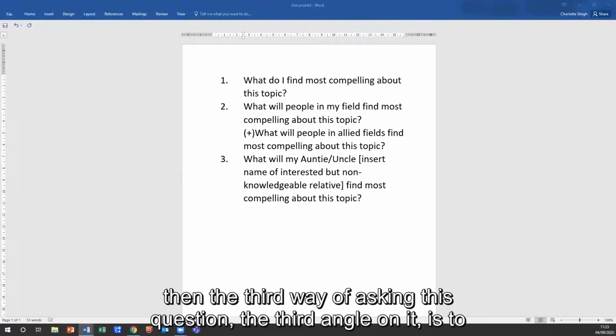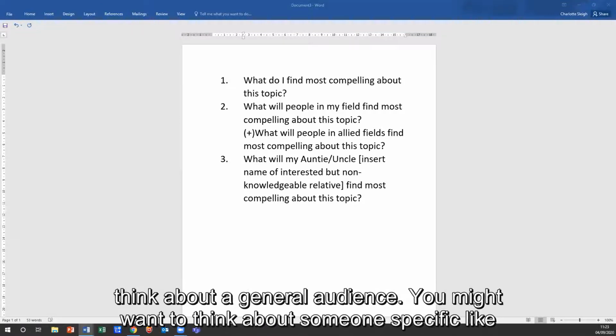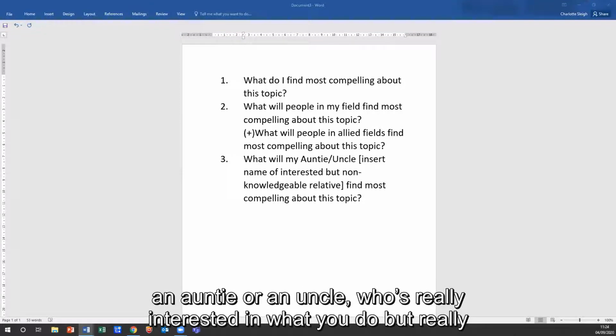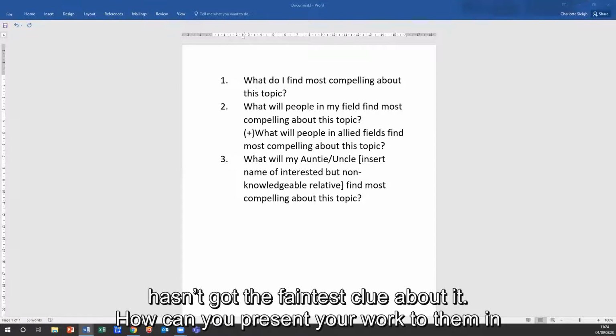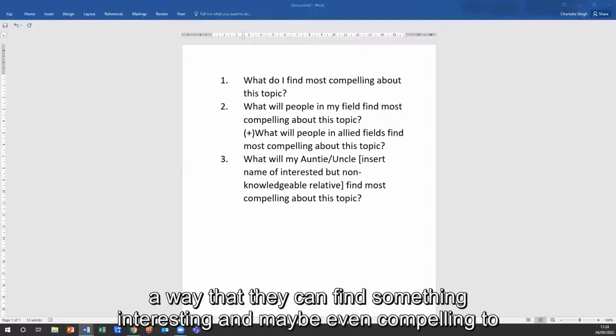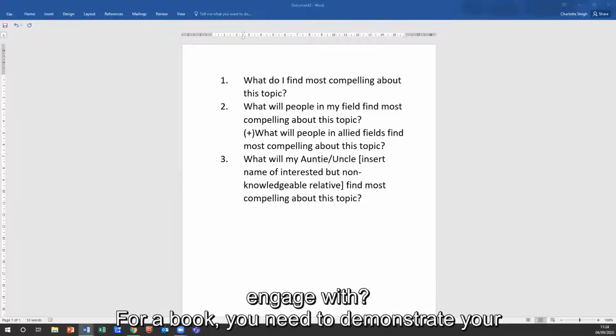And then the third way of asking this question, the third angle on it, is to think about a general audience. You might want to think about someone specific, like an auntie or an uncle, who's really interested in what you do, but really hasn't got the faintest clue about it. How can you present your work to them in a way that they can find something interesting and maybe even compelling to engage with?